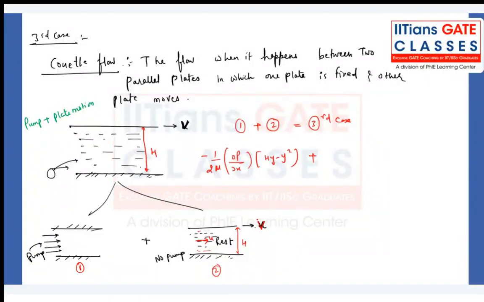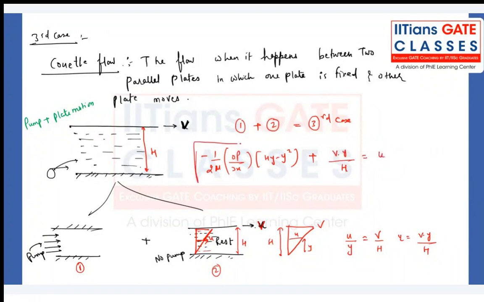Here I'm assuming a linear velocity profile. So for a linear velocity profile, for any height y, what is the fluid velocity? u by y is equal to v by capital H. So u can be written as v into y by capital H. That is the velocity profile for the third case.